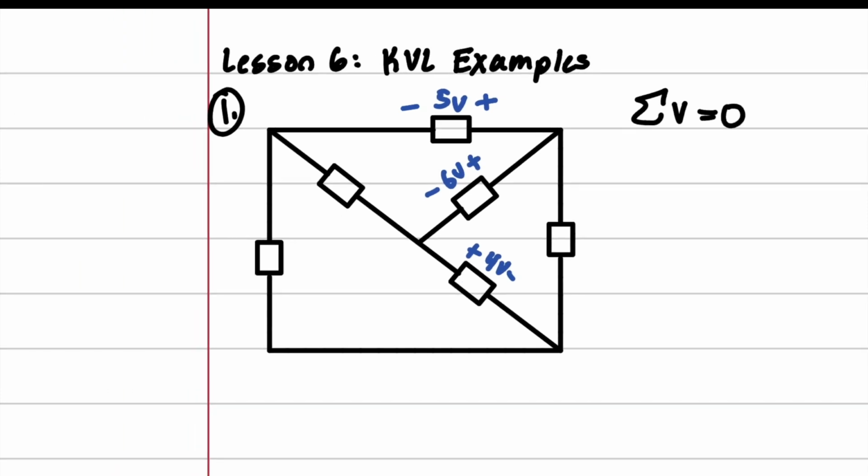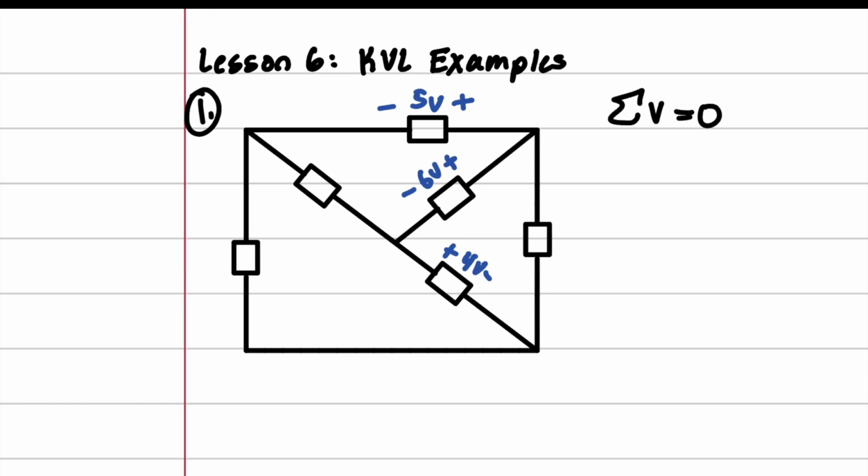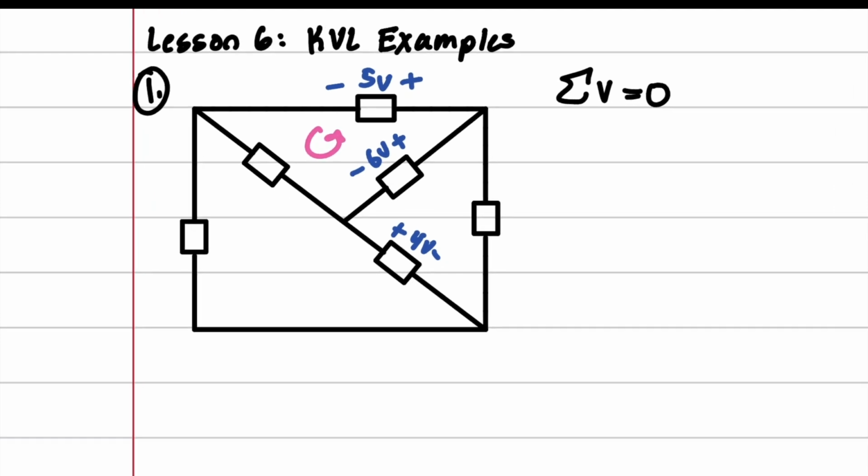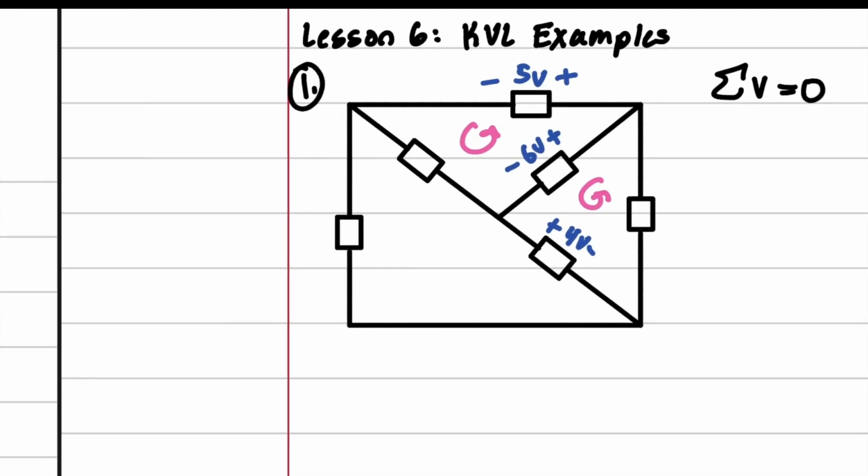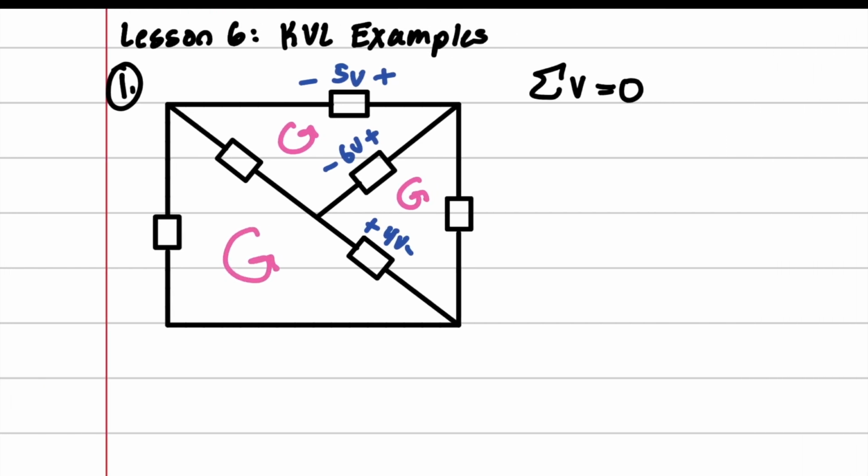Okay, so the first thing we're going to do is identify loops. Okay, so you can do this, and this. Now, let's figure out the loops that we can actually solve first. We can actually solve either loop, let's call it loop 1, loop 2, and loop 3. We can solve either one of loop 1 or loop 2 first.